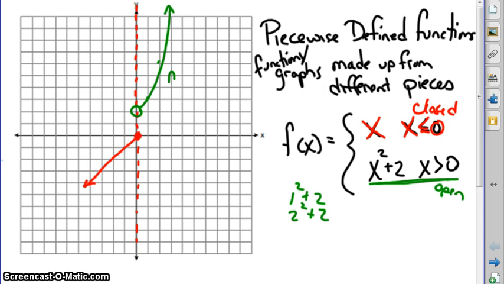But this whole function is called f of x. There are two parts, but one graph. This graph is called f of x. Let's try it again.